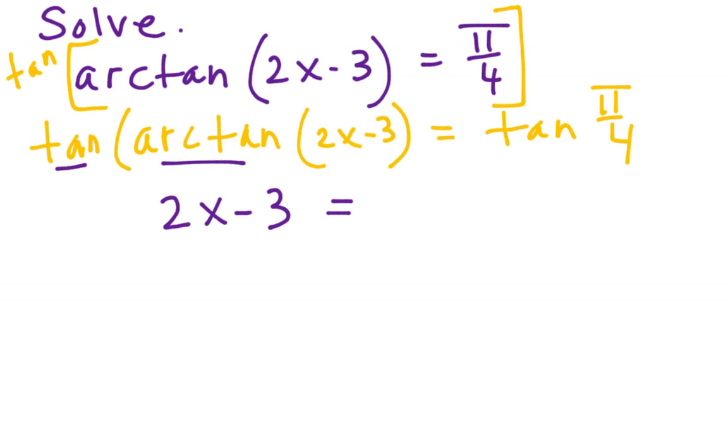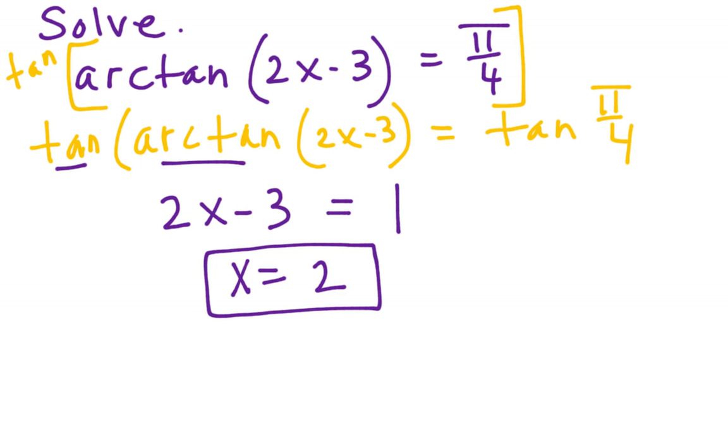Well, I go back to my notes, my unit circle. Tangent is sine over cosine, pi over 4. Same values for the y and the x. I get 1. Oh my gosh, look at that. What looked like an intimidating equation is now one of the simplest things to solve. Add 3, divide by 2. X is equal to 2. Isn't that cool? All right, let's try another.